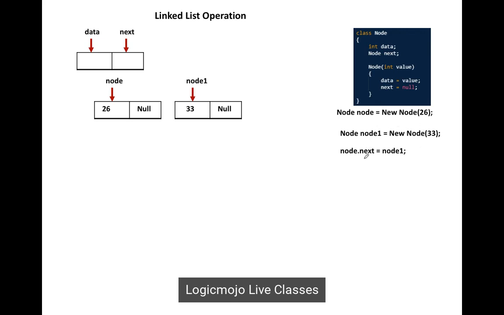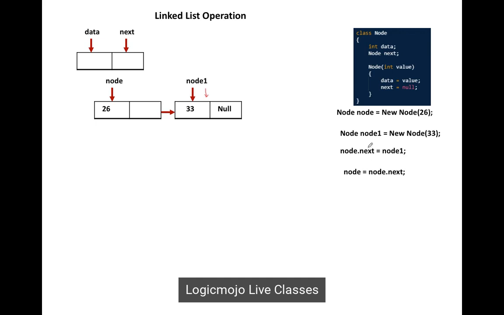Like for example, let's say I execute node.next equal to node1. So this is my node1 and this is my node. node.next is null right now, and node1.next is also null. Now what we are doing here is node.next is equal to node1. So now node.next will point to this node, which is node1. So that's what this instruction is doing.